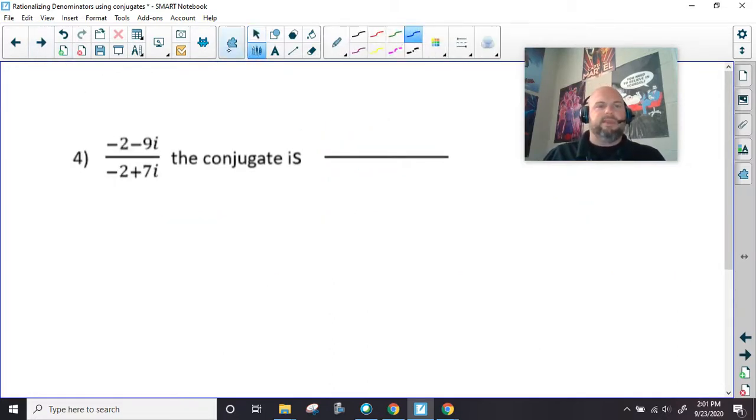Okay. Now, for the rest of these, we're just going to find the conjugates. All right. So this is still going to be -2, -2, and 7i and 7i. And it's a minus right here. So that's what you would multiply by. Okay. I can set it up, but you should know how to do it. Again, if you have questions, let me know.